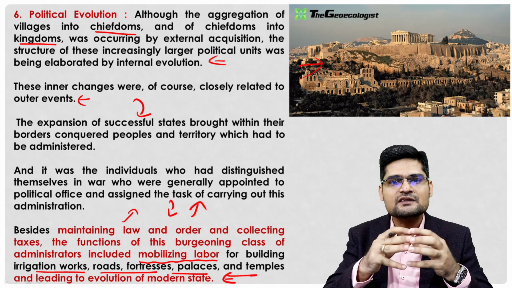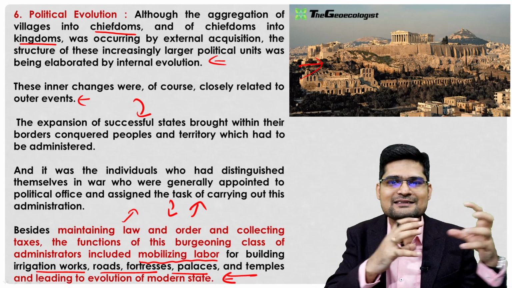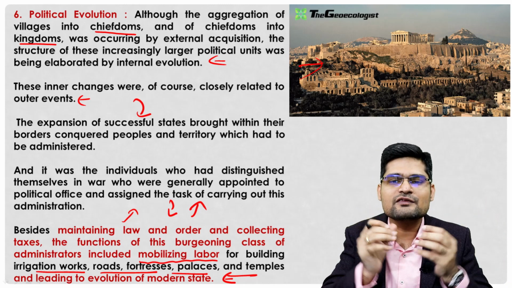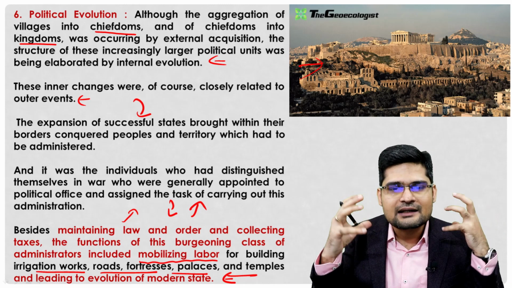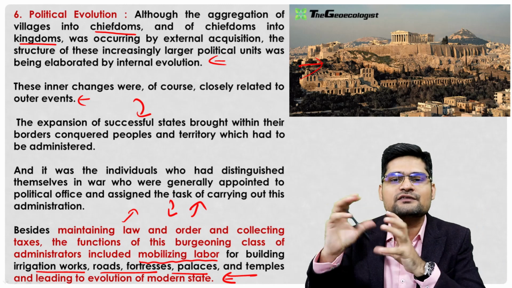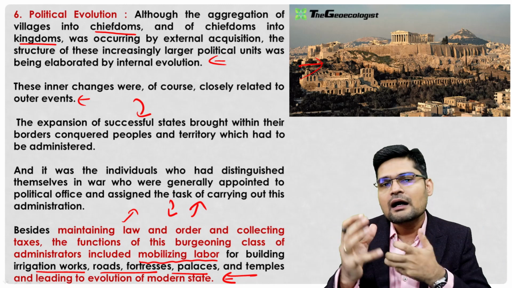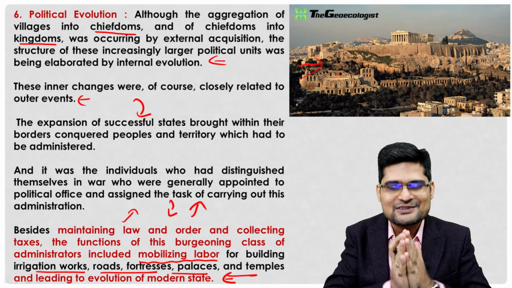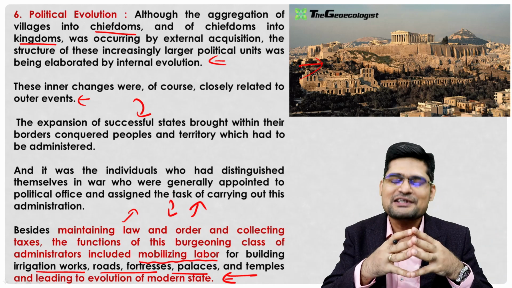So we observe that through historical analysis, through this timeline analysis, through this theoretical analysis, the origin and evolution of the state had different ideas, different perspectives, and different points of time. And this is where we are, the final form of the aggregation of our history. So this is how we analyze the origin and evolution of the state.